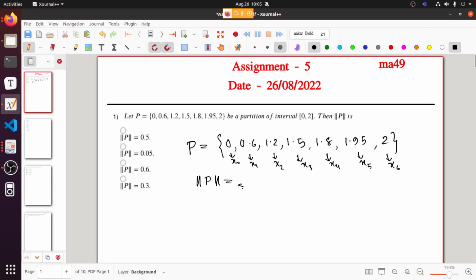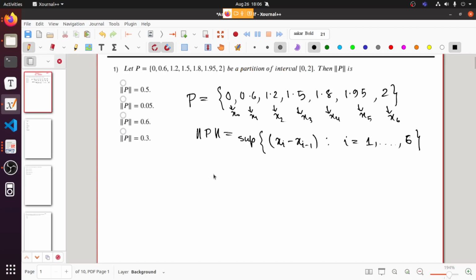So the norm is given by the supremum or maximum of xi minus xi minus 1, where i ranges from 1 to 6. Sorry, it will be 1 to 6, not 0. So this is the norm of a partition. Okay, so just calculate what this will be.